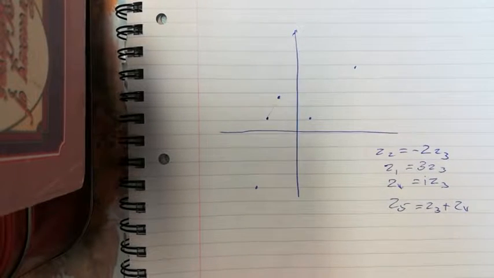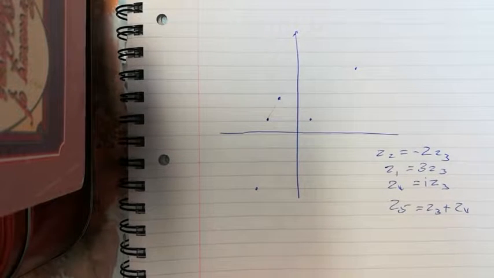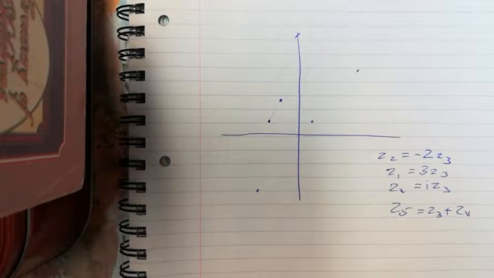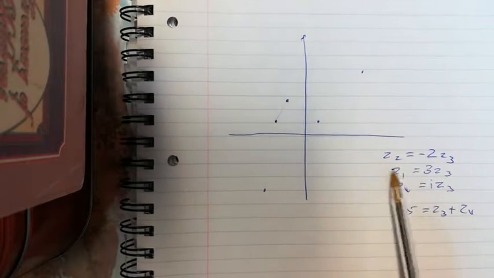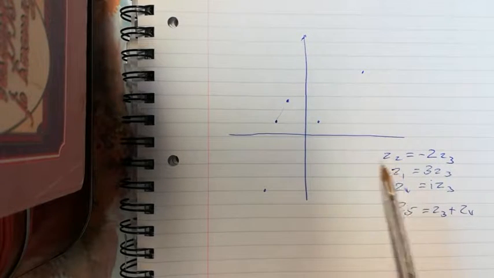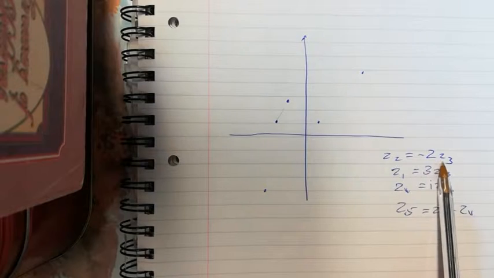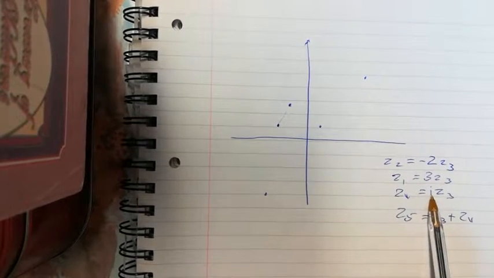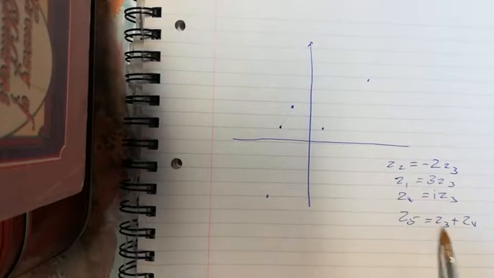In this question, we're given a diagram and we're asked to label each of the points as either Z1, Z2, Z3, Z4 or Z5. And we're given hints here. We're told Z2 is equal to minus 2Z3, Z1 is equal to 3Z3, Z4 is equal to i times Z3, and Z5 is equal to 2 root 3.